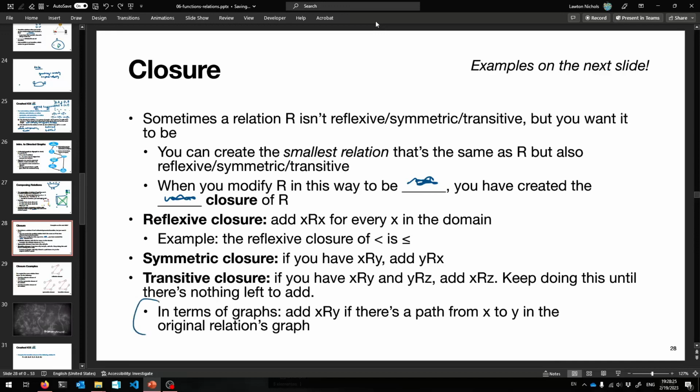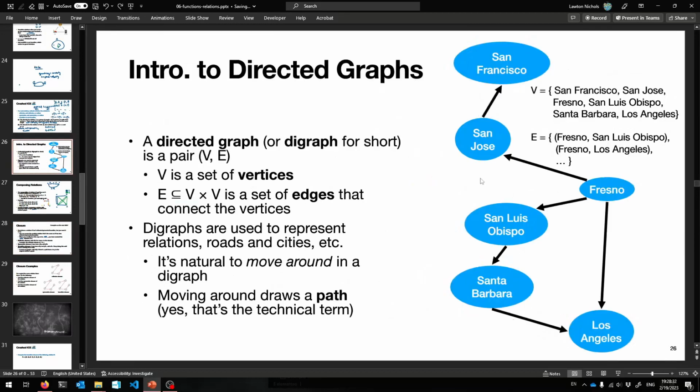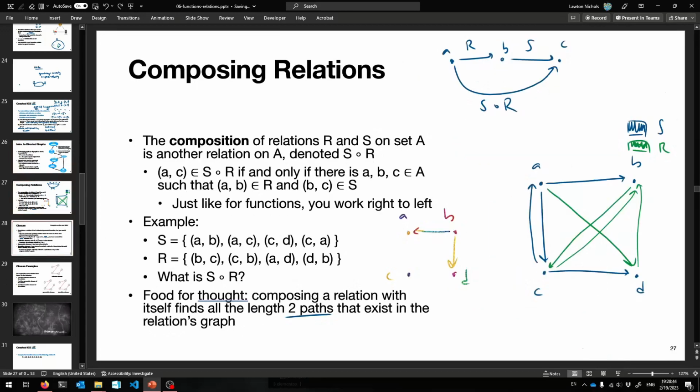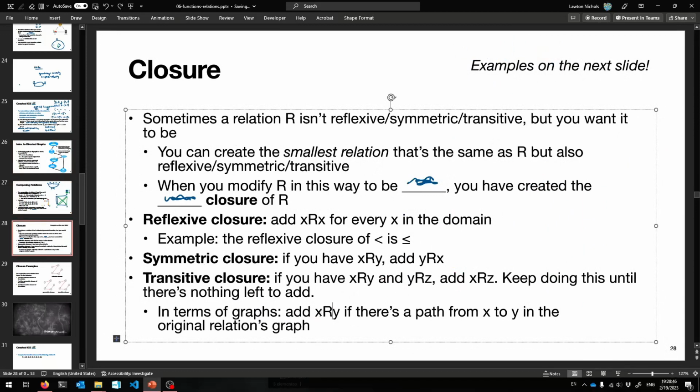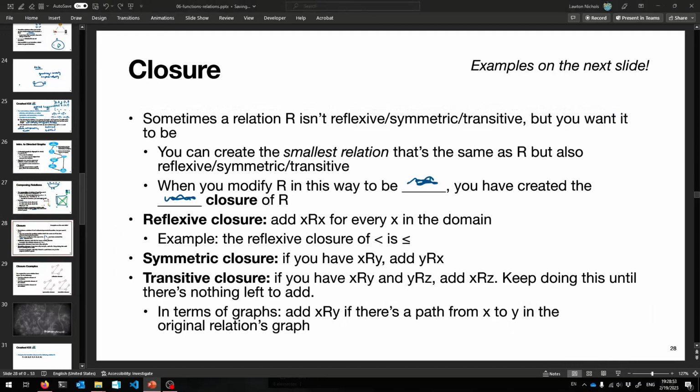And then finally, if you think about this in terms of graphs, to do the transitive closure, this will make sense with an example, you are going to add a relation from any element to any other if there is some path to there. You can go straight there if you have transitive closure. You add x related to y if there is some path from x to y in the original graph of that relation. So that's why we talked about digraphs.